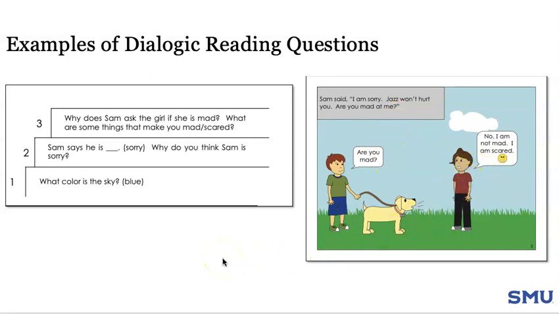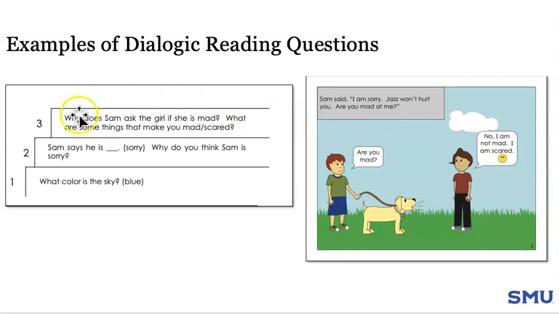And these are some examples of dialogic reading questions. Remember, the purpose is to engage kids in a discussion. It does start with different levels of dialogic reading questions. The easiest level is going to be very, very basic. What color is the sky? Maybe what color is Sam's shirt? What is this? And you point to the dog and they say dog. So some very basic questions.